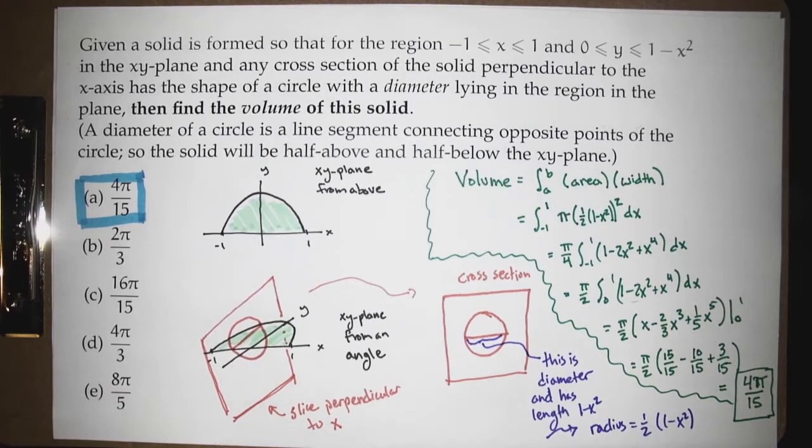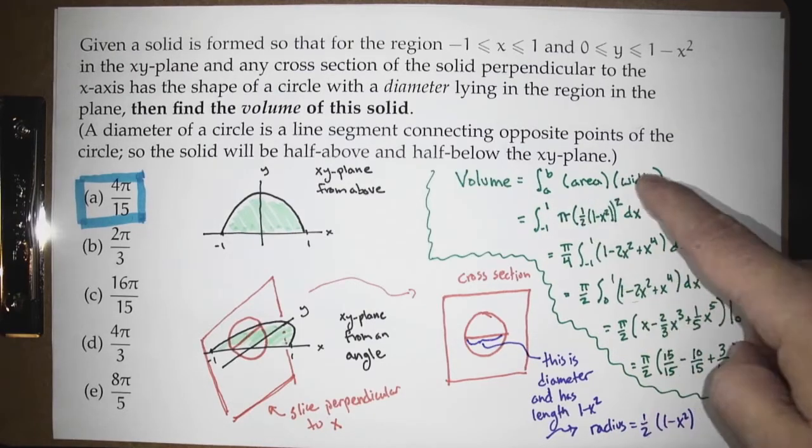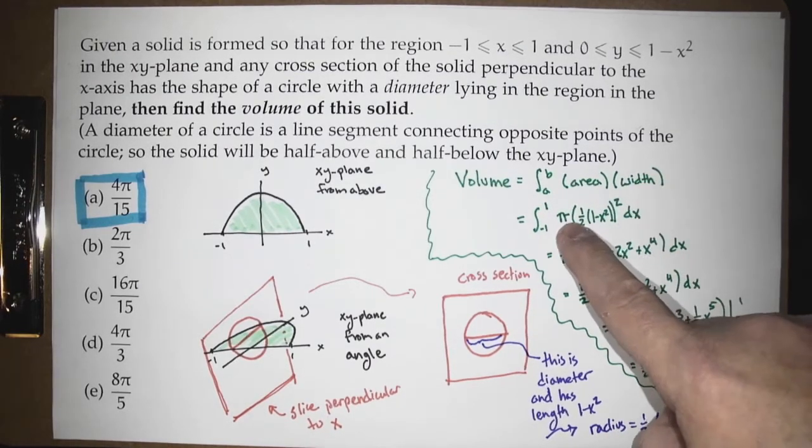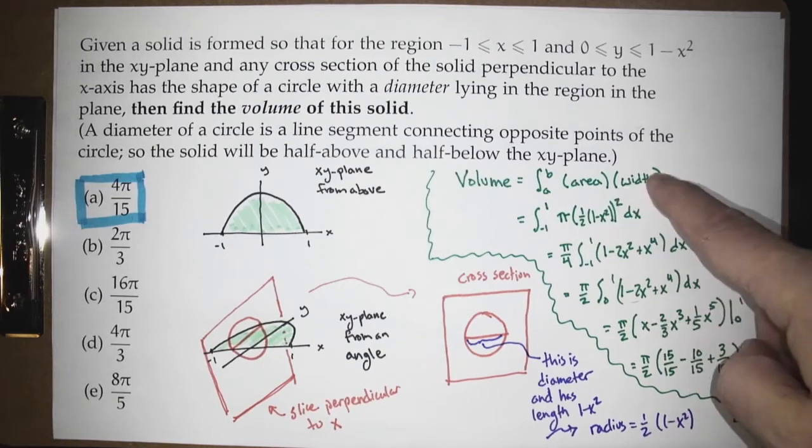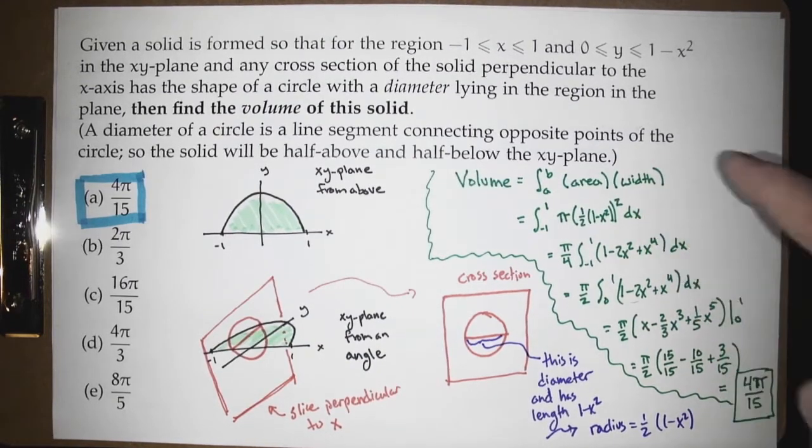Now, that's the diameter. For a diameter, we're usually more interested in the radius. That's half the diameter. So the radius of our circle is 1/2 (1 minus x squared). So now we are ready to go, because we have a circle, we have its radius, we know how to find area. And volume is the integral of area times width. So area is pi radius squared. The width, we're slicing with respect to x, so it's dx.